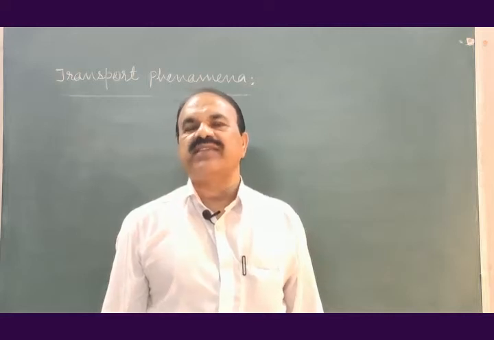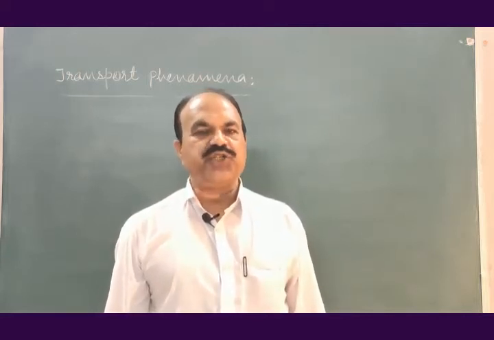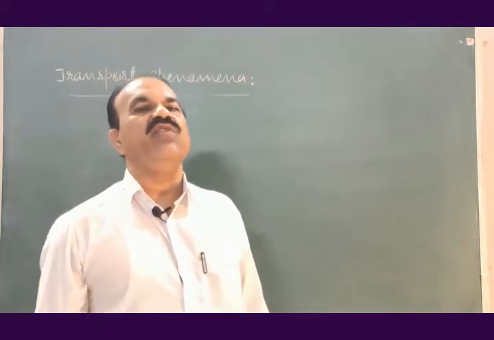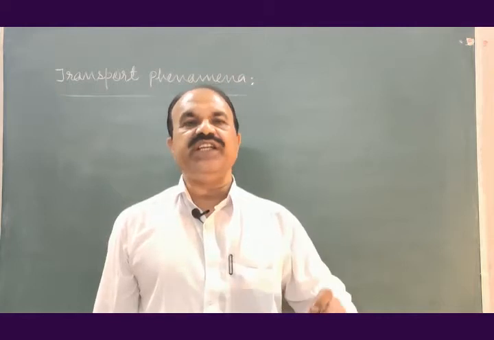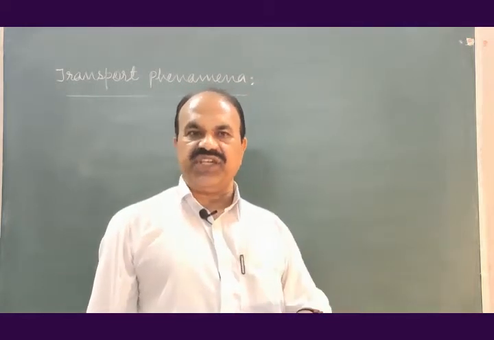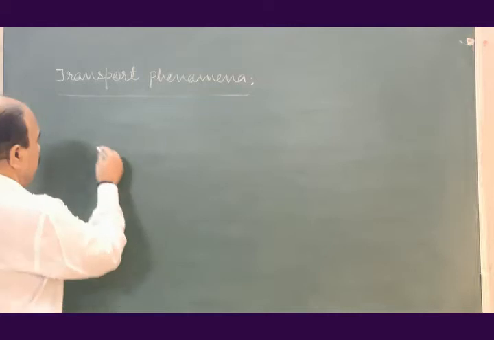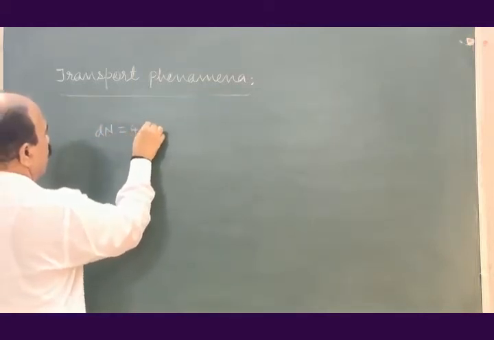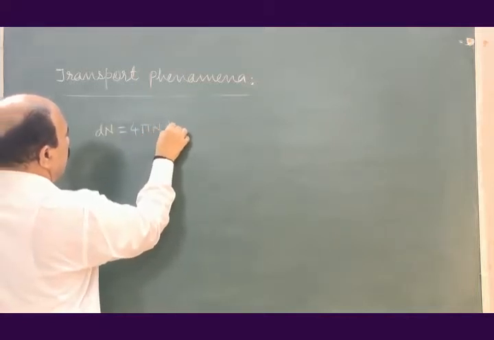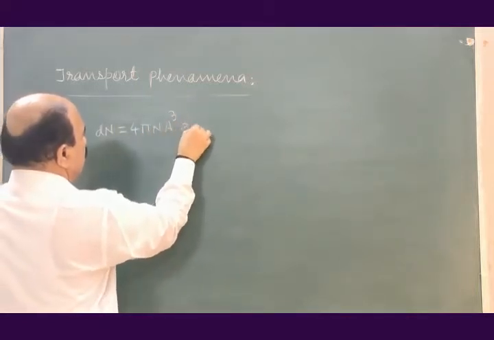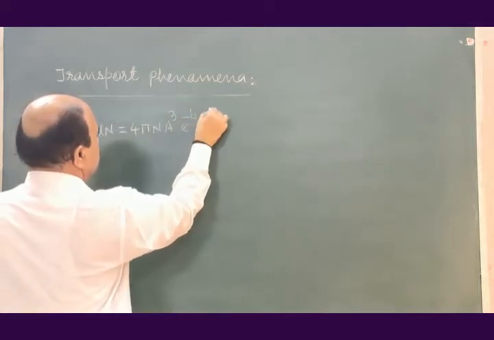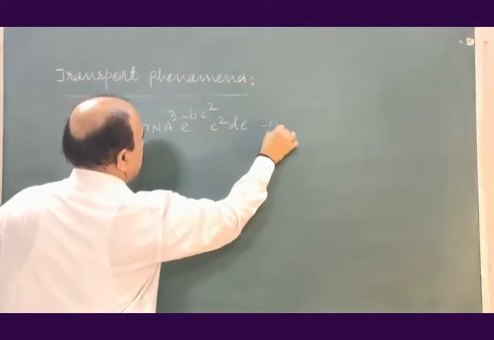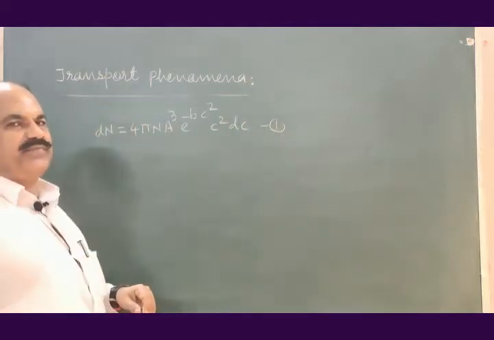According to Maxwell's law of distribution of velocity, the number of molecules in the velocity range c to c plus dc is given by dn equals 4 pi n a cube e to the power minus b c square dc, equation number 1.